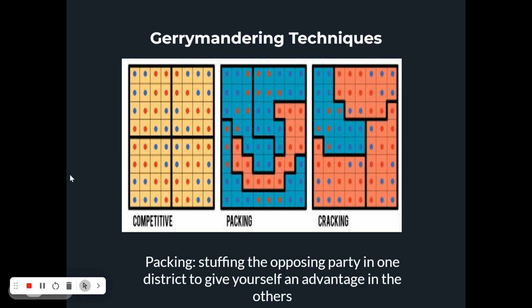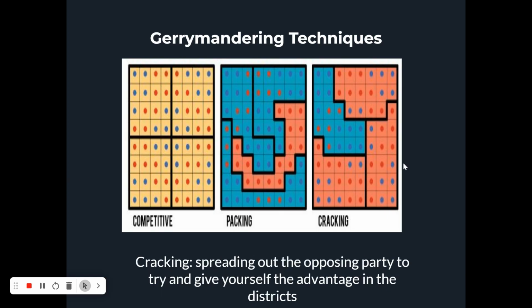So that's one strategy. The other strategy is called cracking. That's the strategy over on the far right. That's when you try to divide up the opposing party in every district to make them the minority. So instead of putting them all in one district, you're going to try and make them the minority in every one of the districts. So again, you're not changing where the dots are. You're just changing which dots you're including in the districts, right?